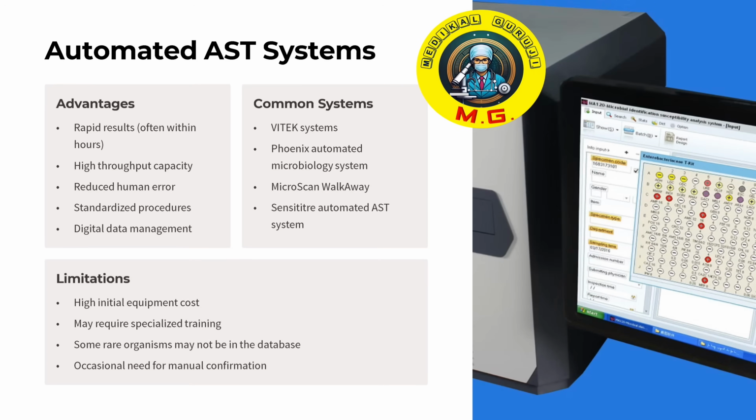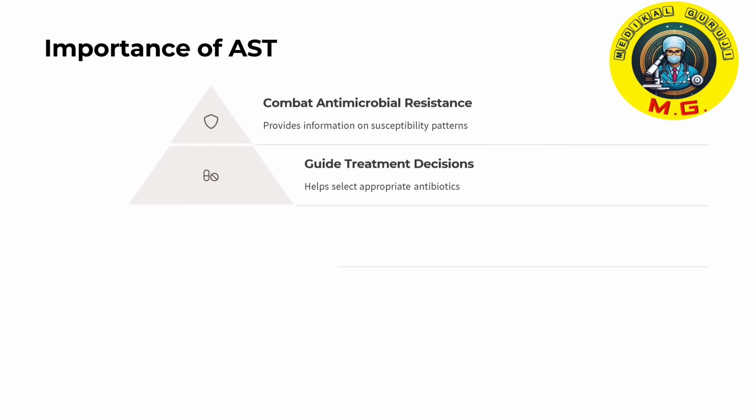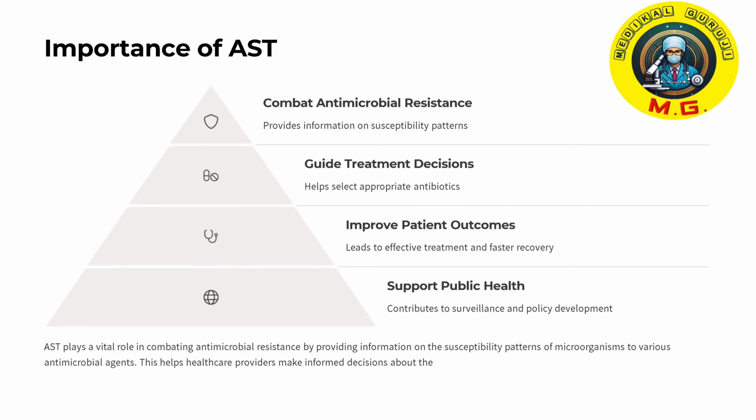The importance of antibiotic susceptibility testing is that it plays a vital role in combating antimicrobial resistance by providing information on the susceptibility pattern of microorganisms to various agents. This helps clinicians make informed decisions about the selection, dose, and duration of antimicrobial treatment, leading to improved patient outcomes and reduced antimicrobial resistance. Then, guidelines and standardization.